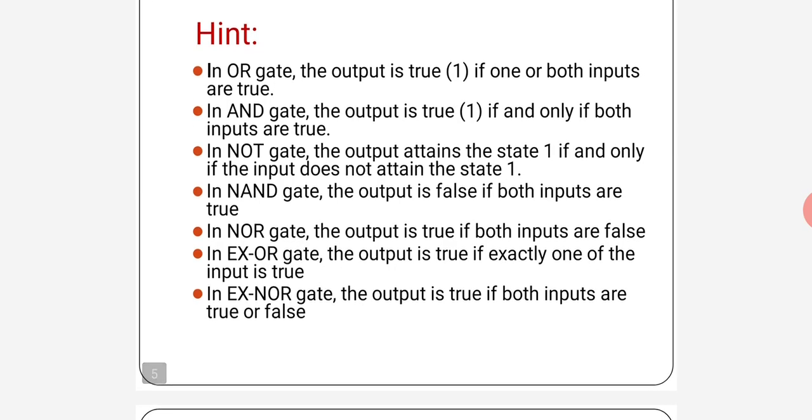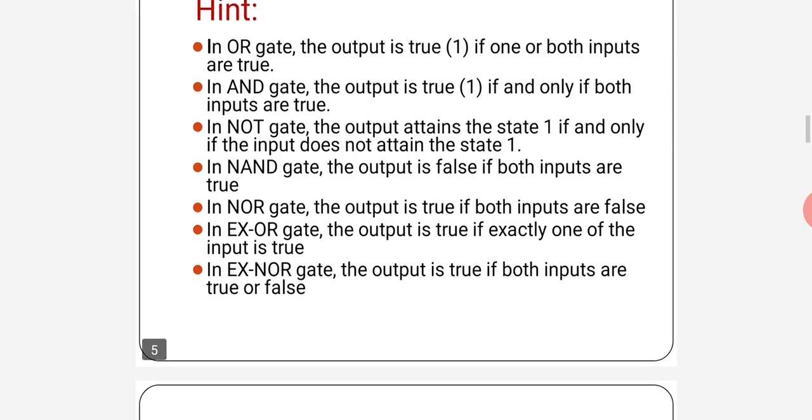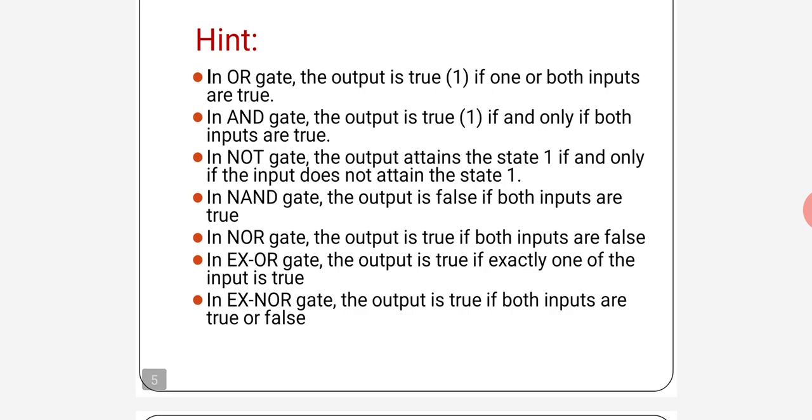In NOR gate, the output is true if both inputs are false. When I say false, it means they are 0. In exclusive OR gate, the output is true if exactly one of the inputs is true. So in this gate, the output can only be true if one of the inputs is true. Now, if we have 0, 1, the output will be 1, which is true.